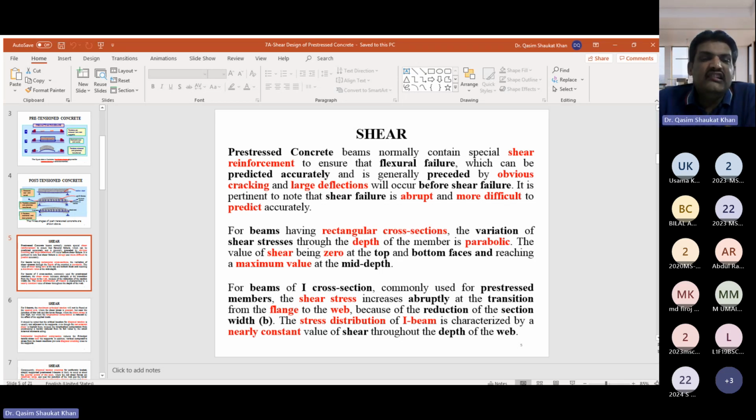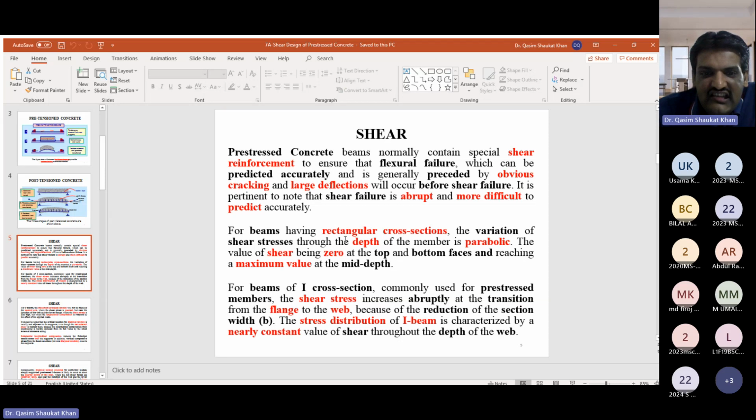So the next point is that for beams having rectangular cross sections, the variation of the shear stress through the depth of the member is parabolic. The value of shear stress is 0 at the top and bottom faces and reaches a maximum value at the mid depth. Just remember one thing: the flexural stresses are maximum at the extreme fiber.